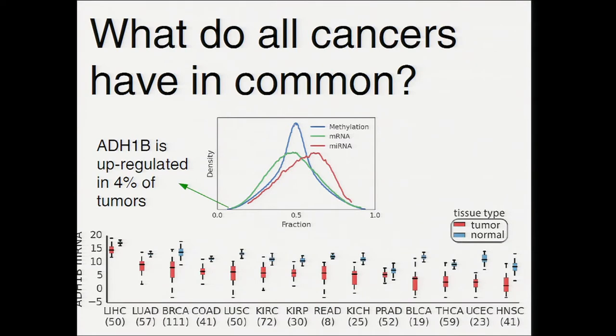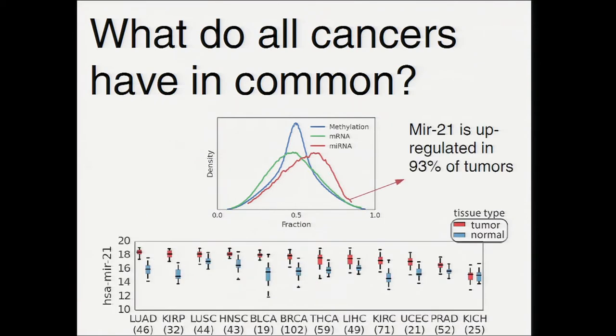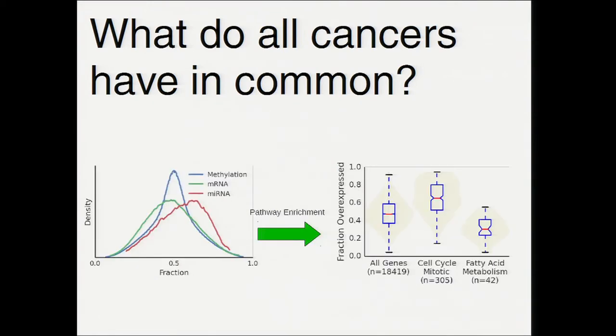When we look into the tails, we see a lot of the players that we've seen over and over in these studies. We can see alcohol dehydrogenase, and then a number of the alcohol dehydrogenases are turned off ubiquitously across all different tumor types. Additionally, we see a number of things that are turned on across many different tumor types. So here's microRNA 21, and you can see it's turned on in every different tissue type except for maybe kidney chromophobe cancer.